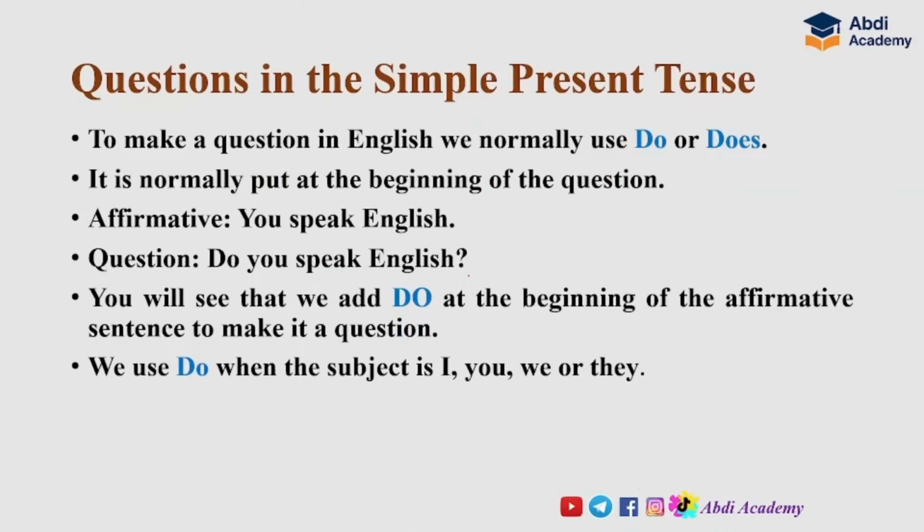The third structure of present simple tense is questions in the simple present tense, or what we call interrogative form. To make a question in English, we normally use do or does, depending upon the given subject of the sentence. It is normally put at the beginning of the question. We put do or does before the subject to make the question form. For example, look at this one.